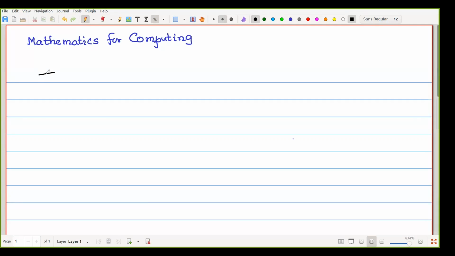Trigonometrical functions, that is also in short called as T functions.